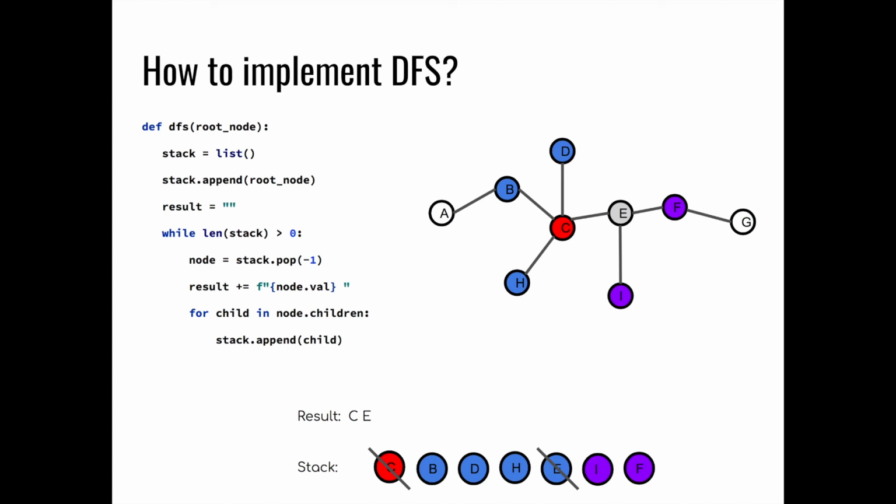So we continue the same iterations again and again. We remove F and add G, and we remove G, and then we remove E, and so on and so on. And after that, when our stack is empty, that means that we visited all the nodes from our graph, and we can return the result.